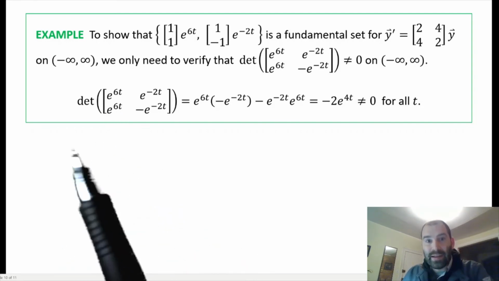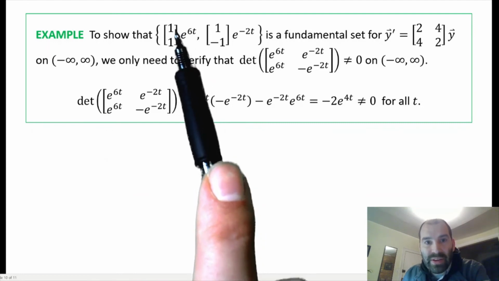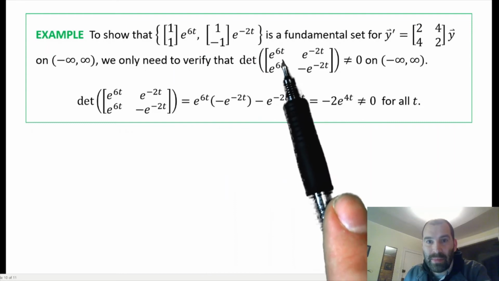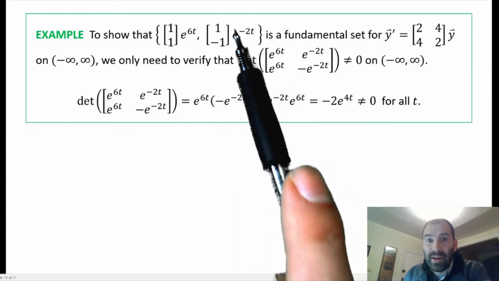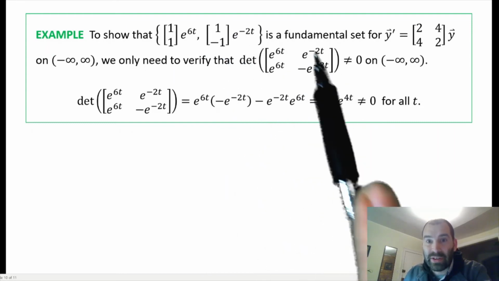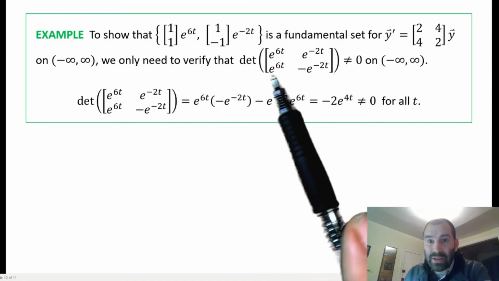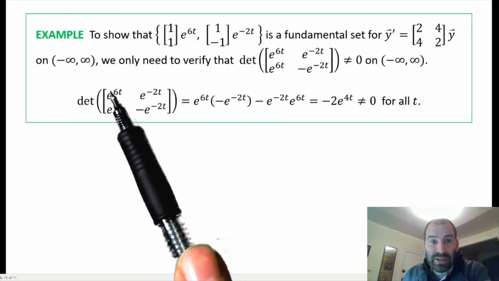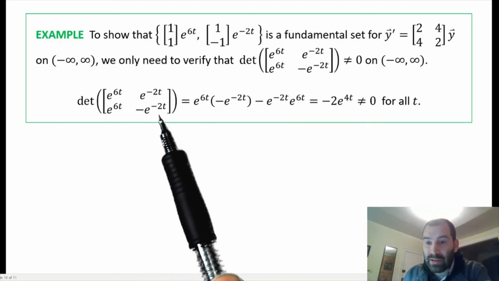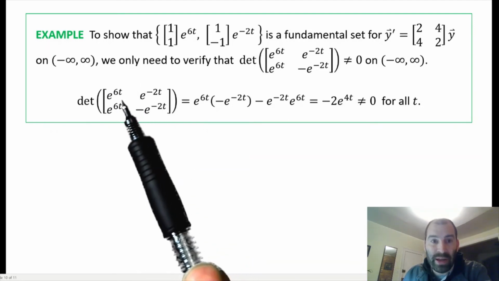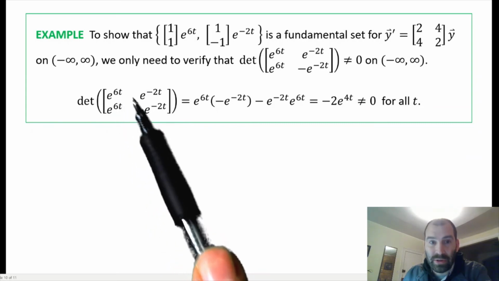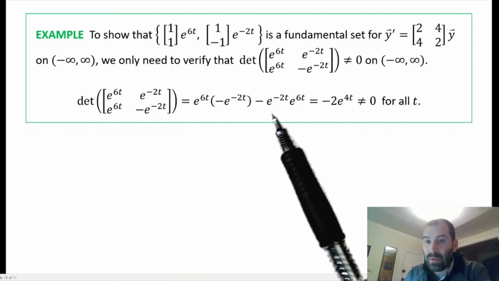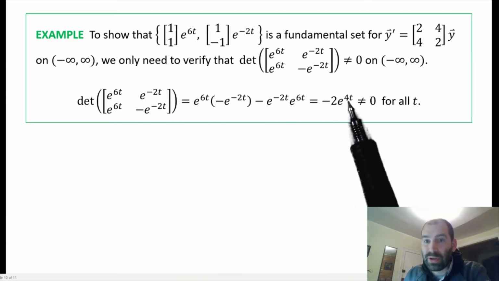What I did, by the way, is I multiplied this into the vector. So 1 multiplied by e to the 6t became e to the 6t, e to the 6t. Same thing here. I multiplied this into the vector to get this matrix. So let's compute its determinant. For a 2 by 2 matrix, determinants are really easy. You just multiply down this diagonal and then subtract what you get when you multiply down that diagonal. So this minus this. And that's exactly what I did here. When you do that, you get minus 2 e to the 4t.